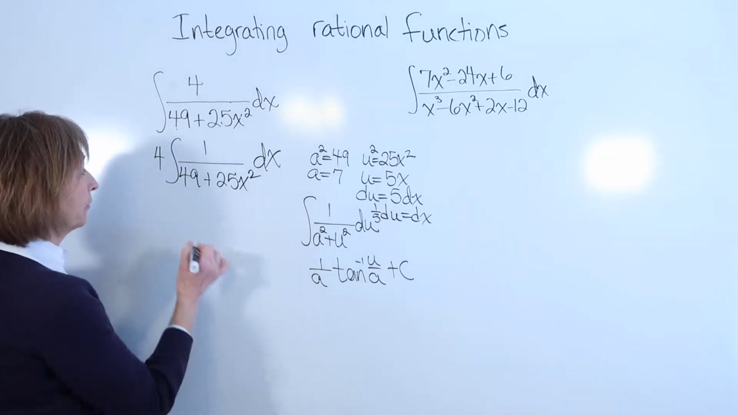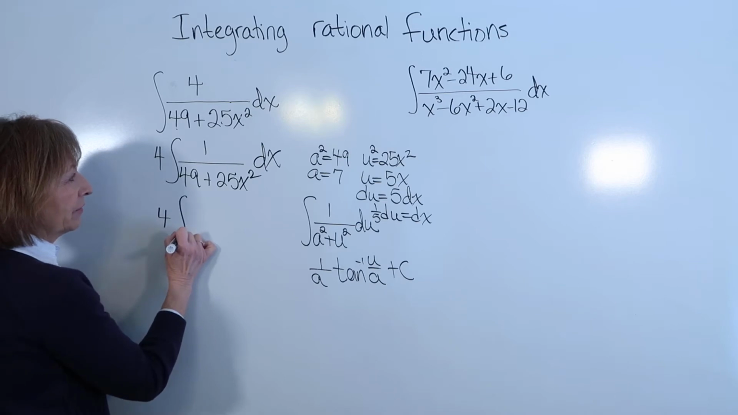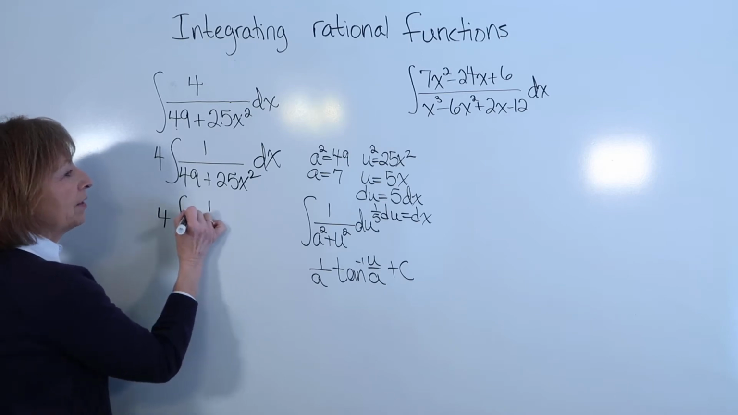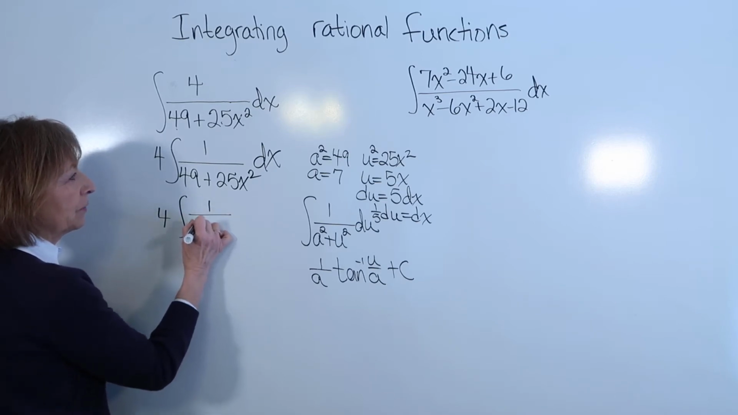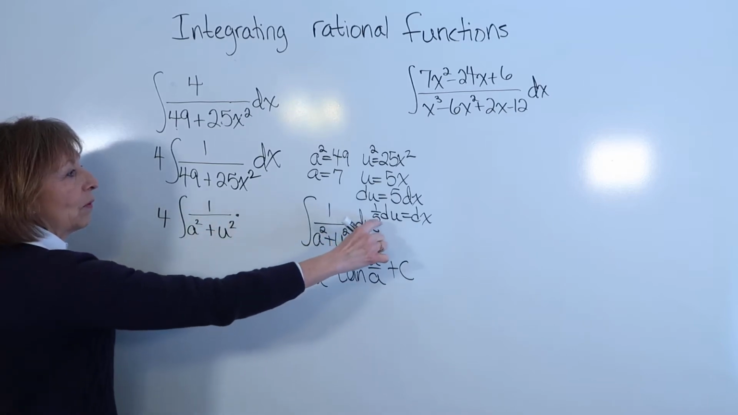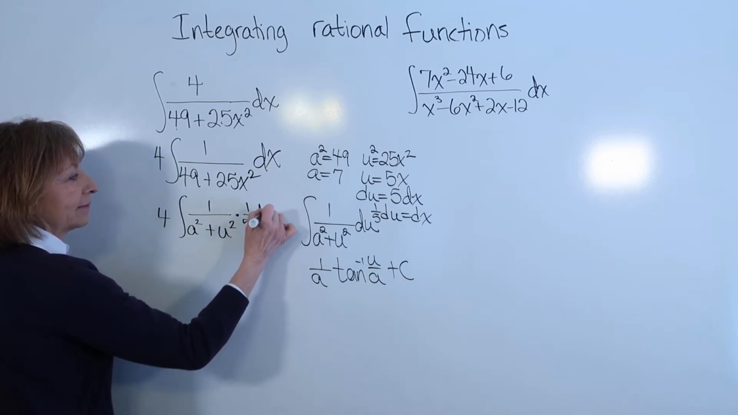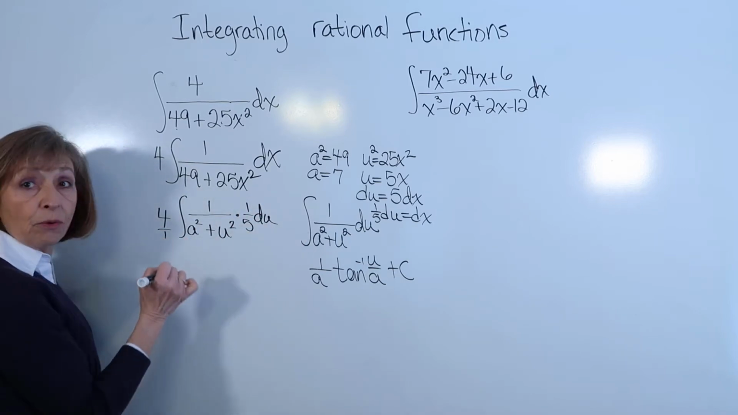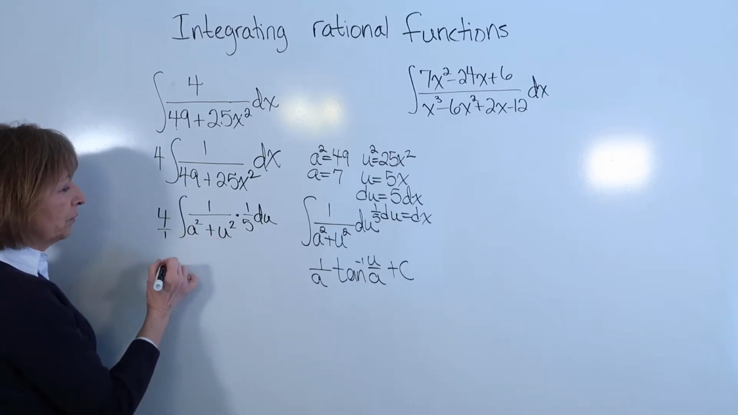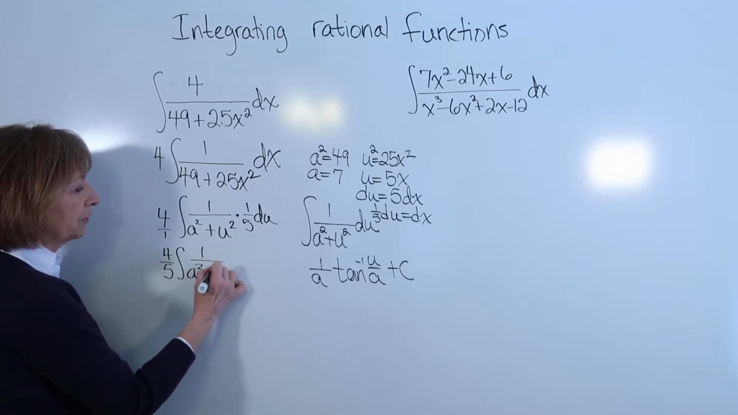So now when I come over here, I have the 4 that's out front, and this is times the integral of 1 over a squared plus u squared times 1/5 du goes in for the dx. Now remember, this 4 is over 1. So when I bring the 1/5 out, that's 4/5 times the integral of 1 over a squared plus u squared du.